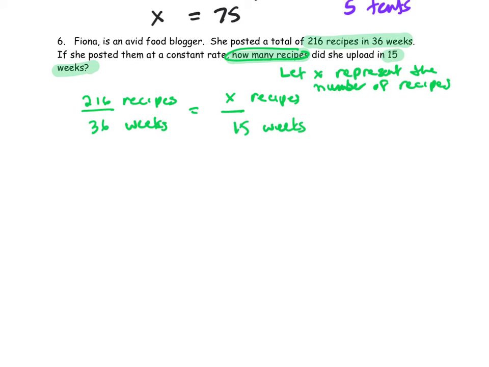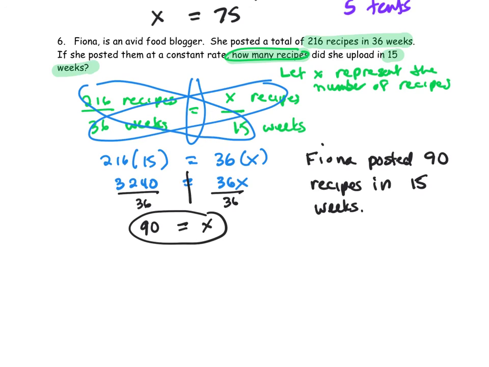All right, before you move on, let's go ahead and check the setup. It says we're given 216 recipes in 36 weeks. So that's the order that I set this up in. Next, they asked me a question, how many recipes? So I had to have a variable, which you can choose a different variable, but I chose x to represent the number of recipes. And they went on to say 15 weeks. So you have to make sure that your recipes are on top, if that's how you set it up in the beginning, and then the weeks are on bottom. So this setup is the way we should set it up. Please make sure you solve this next.